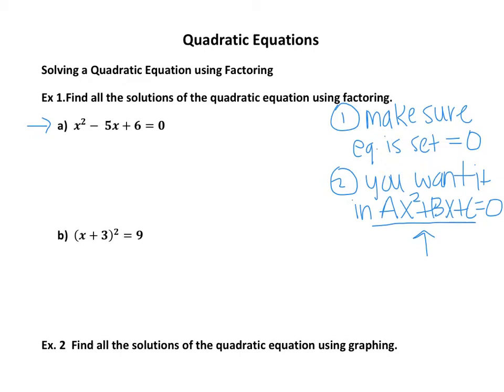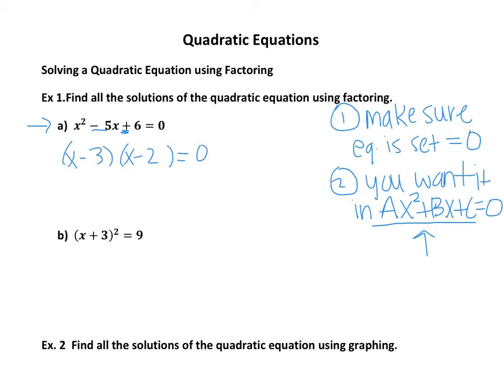So the first thing that we're going to do is make sure that it's set equal to 0. So part A is already set equal to 0. So we're ready to go. All you're going to do is factor it. So remember, you are breaking down the factors of 6 that add to -5. What times what gives me 6 that adds to -5? And the answer to that is -3 and -2. -3 plus -2 is -5. -3 times -2 is 6.